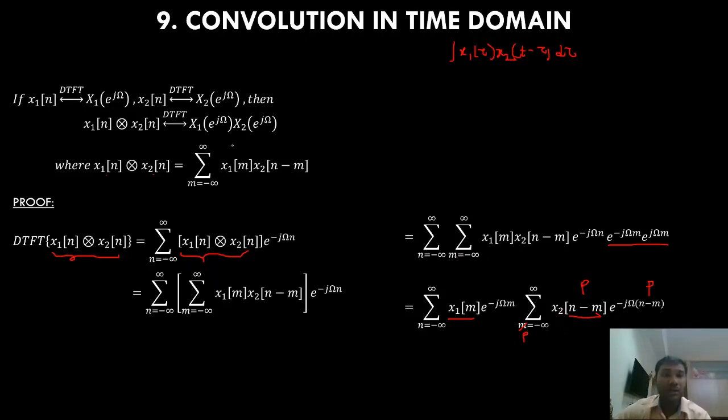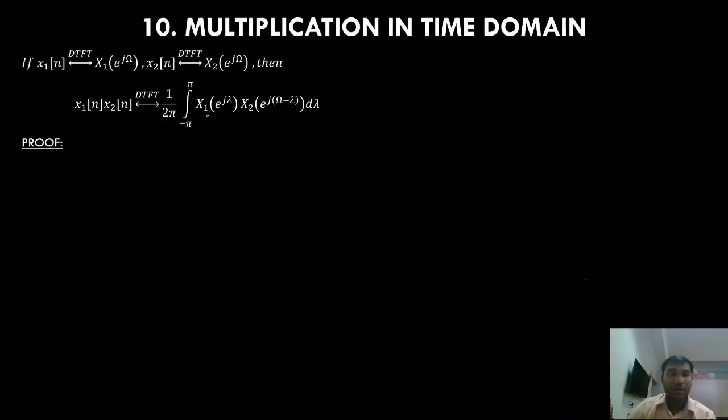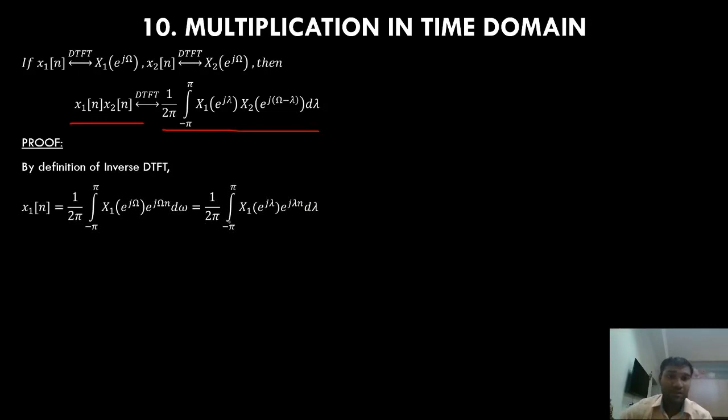So it is X2 of e power j omega. So multiplication of the two individual DTFTs. Convolution in time domain is multiplication in Fourier domain. The same thing for multiplication in time domain. So multiplication in time domain is nothing but convolution in Fourier domain. So we'll take the inverse DTFT here. This is the definition for inverse DTFT, right?